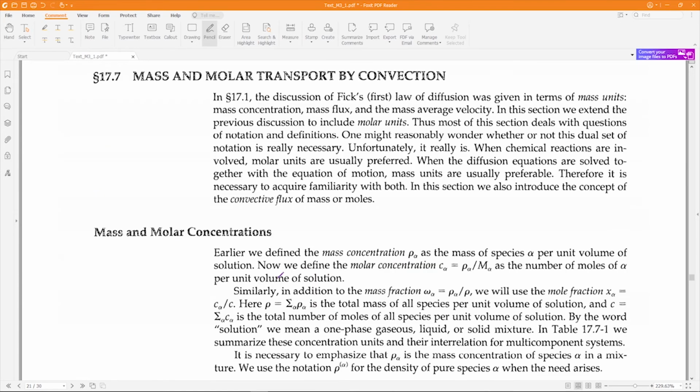Okay, so lastly, we'll discuss the transport by convection. Fick's law is generally given for molecular transport. That is the diffusion by molecular mechanism only. So that is molecular transport. But we have to also consider the convective.